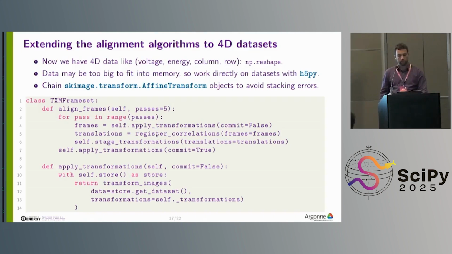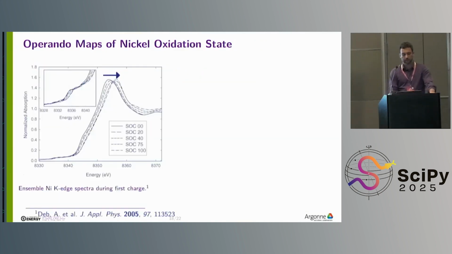Then it will do the registration using SciKit Image's tools. And then it will stage those new translations along with all the previous ones. It'll do this five times, for example, as the default. Then at the end, we'll come back and do a final pass where we actually apply the translations all at once. This minimizes the compounding of errors you get where every time you're interpolating these images with new translations. This way we just do it all at once and minimize those compounding errors.